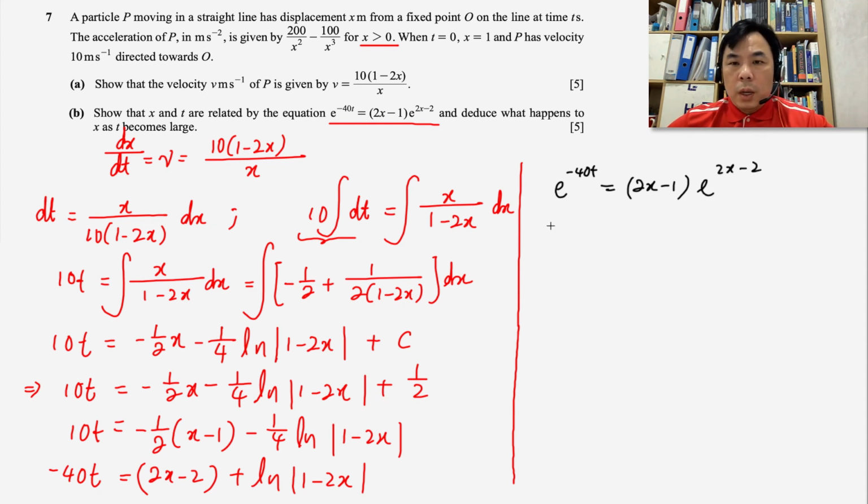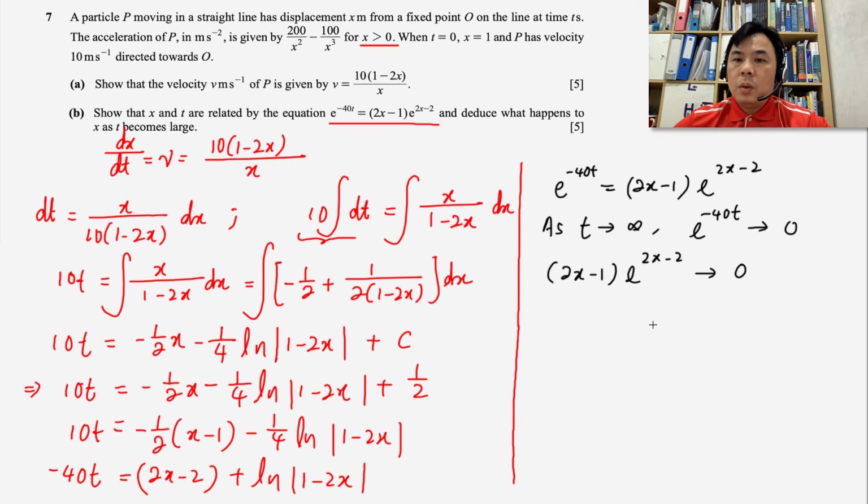Okay, so as t becomes very large, now we know that exponential negative 40t will approach 0, definitely. And then because of that, we know that 2x minus 1 exponential 2x minus 2 will approach 0. And then we know that this exponential will not be equal to 0. So the only time we can have 0 is when this expression here approaches 0. And then we know that x will approach half here.